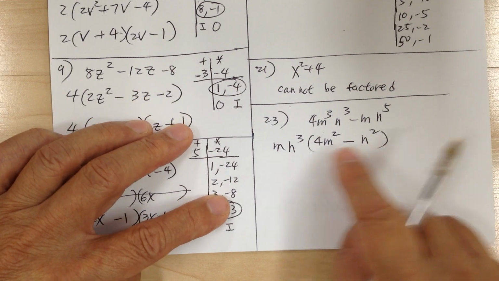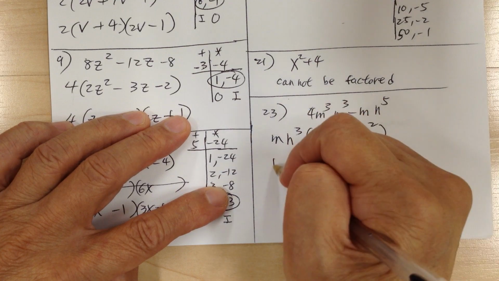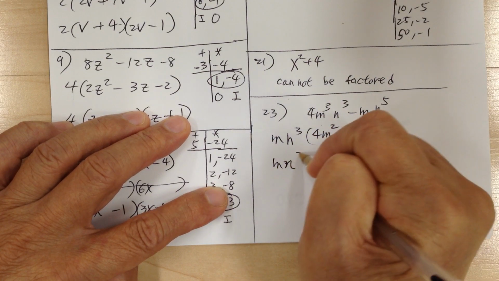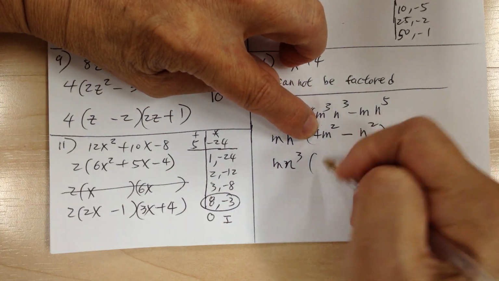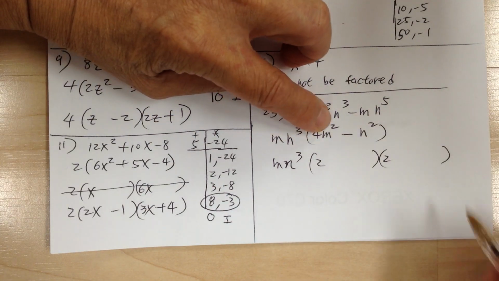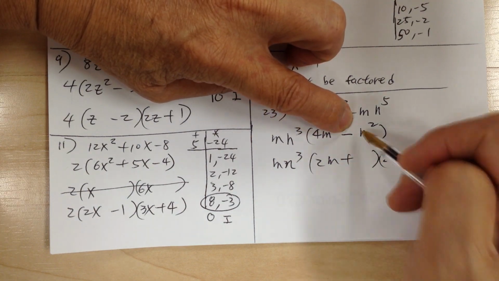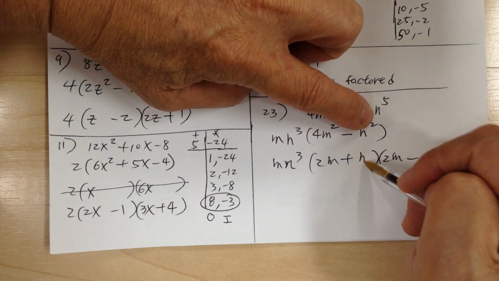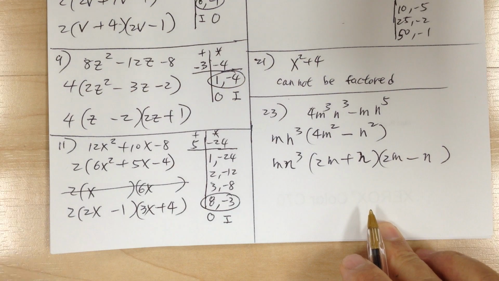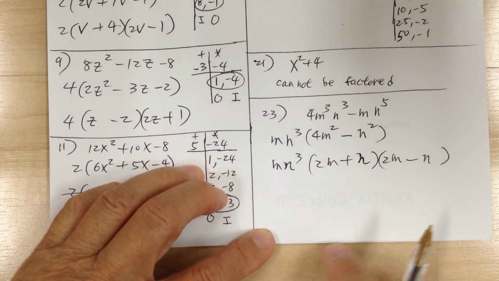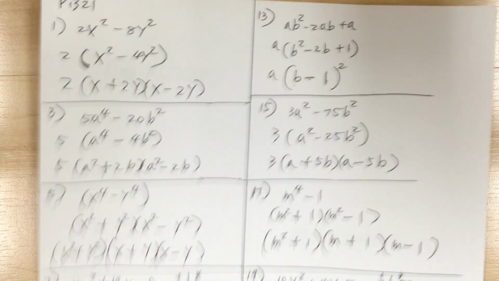Now step 2, check for difference of squares. This is square minus square, so this is good. So you have to break into conjugates. To get 4, you need 2 times 2. m times m gives you m squared. Plus times minus gives you minus. And n times n gives you n squared. And that's it for number 23. Okay, let's go to the next one.